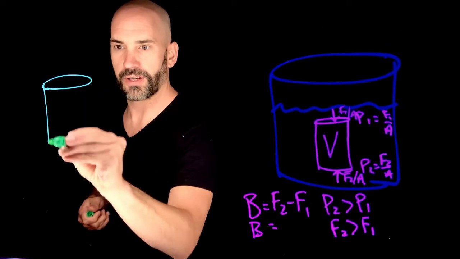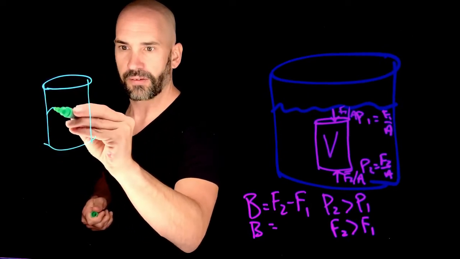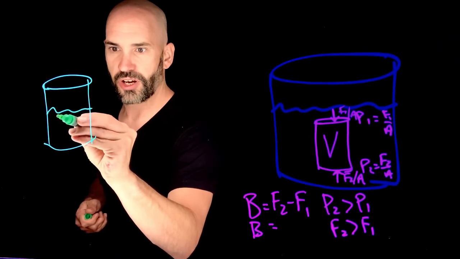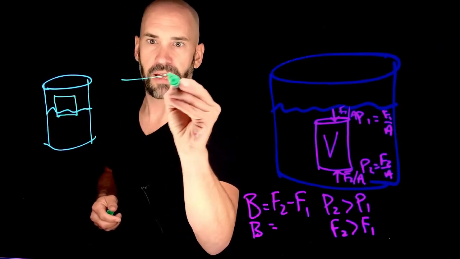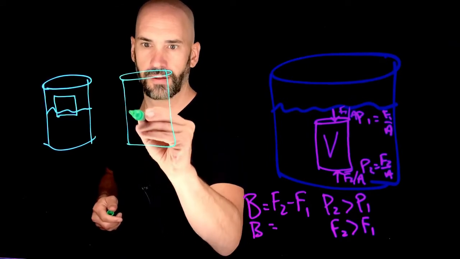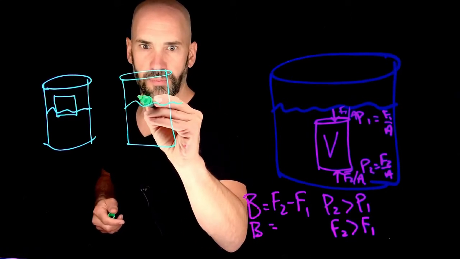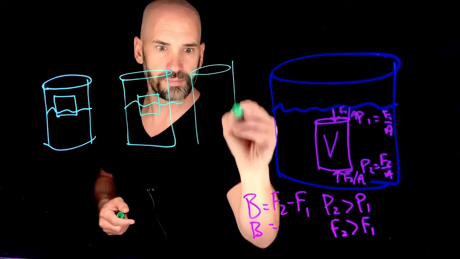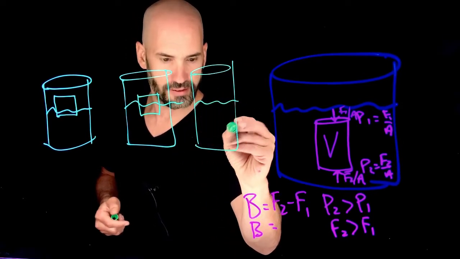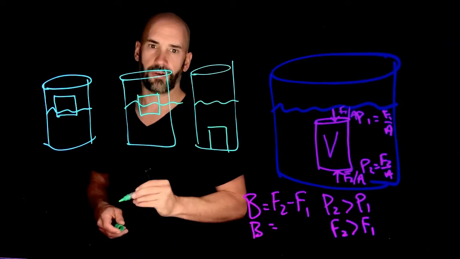Okay, so over here, we have water, and we have something that's just barely submerged, right? Floating like that, okay? And then we have something that's like about 50-50 submerged, okay? And then we have one over here that's completely submerged all the way on the bottom, okay?